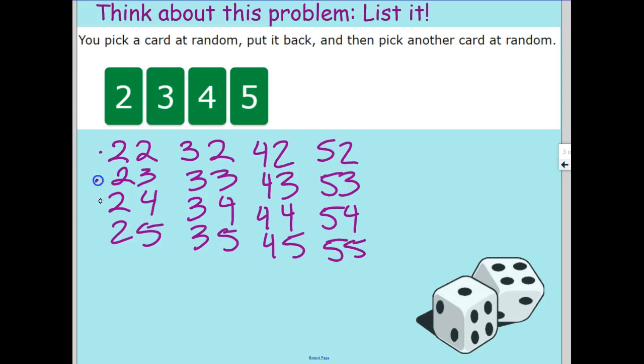So that is 1, 2, 3, 4, 5, 6, 7, 8, 9, 10, 11, 12, 13, 14, 15, 16 different things that could happen in that situation. So I have 16 outcomes.